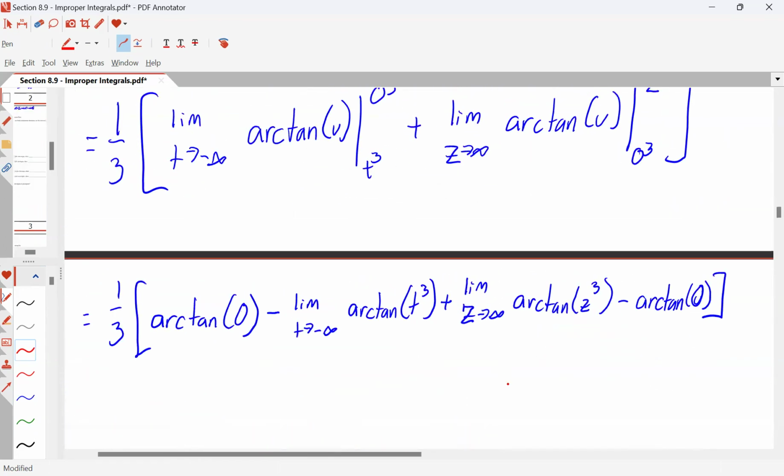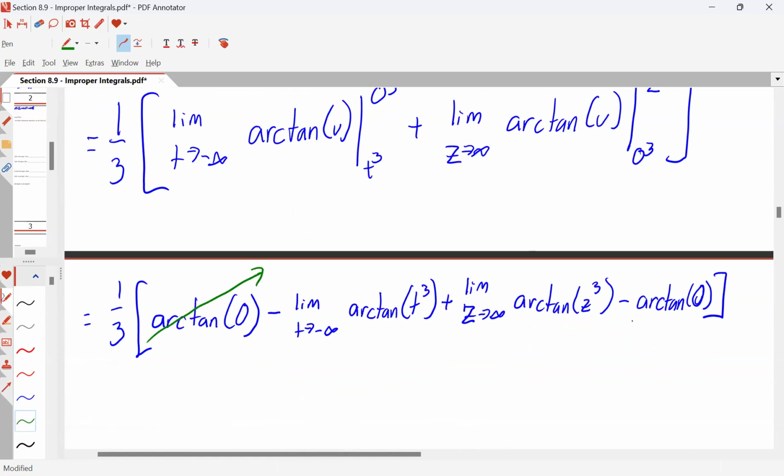While we evaluate this, arctan of 0, we said, is 0. So this canceled and this canceled. And if we had picked any other number, I said we just need to pick some number to break it up. 0 is often the most convenient. But if I had picked 1, I'd have arctan of 1 minus arctan of 1. They cancel each other. We need to break it up to have the two limits, but if the antiderivative is worked correctly, they should be canceling each other out.